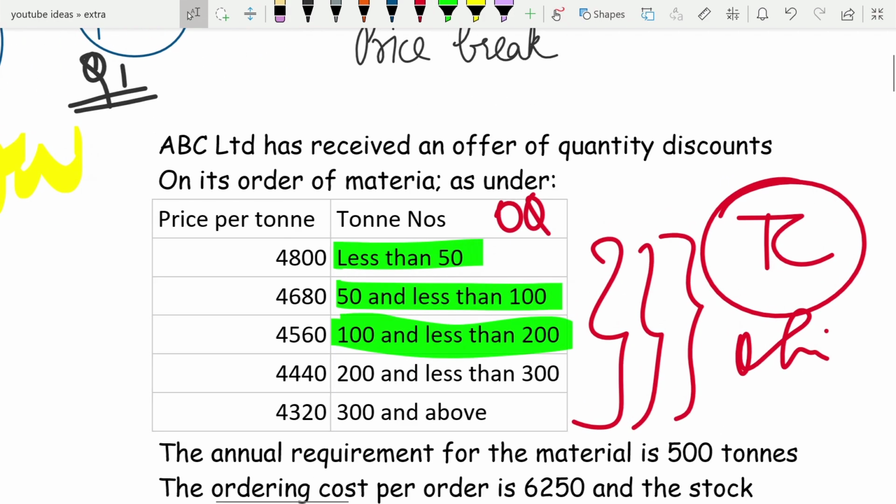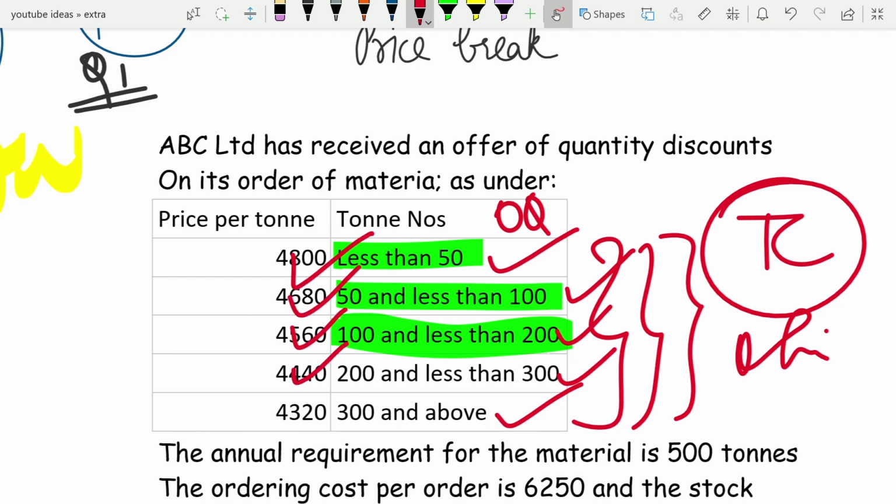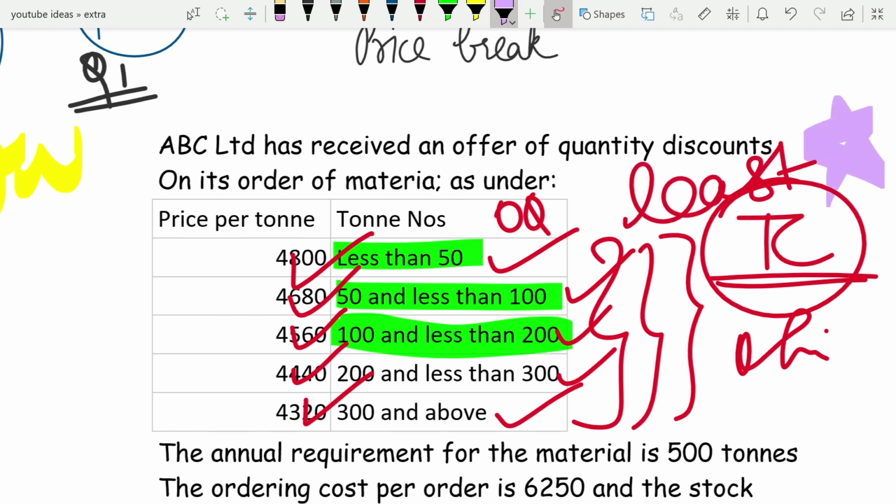So I'll repeat the concept again. In the question they will give you the order quantities in range format, and they will ask you which is the best range to order from. How will you find out which is the best range to order from? For each range, you have to find out the total cost, and in whichever range the total cost is going to be the least, that is going to be your best range or best order quantity. This is how you are going to solve the questions.